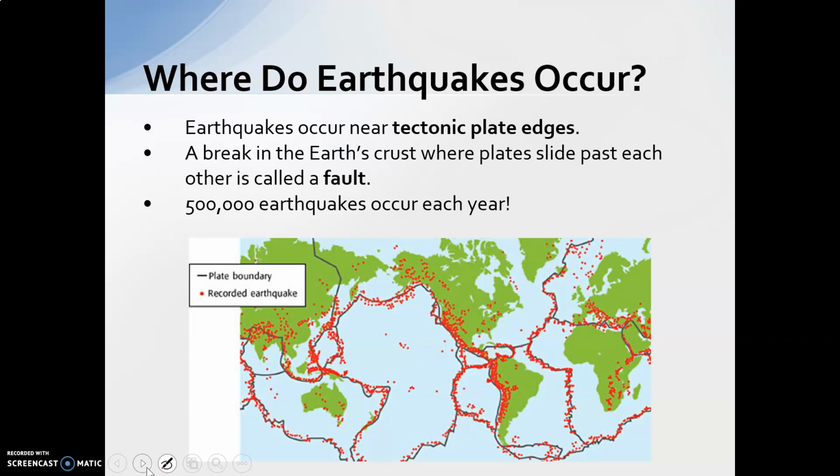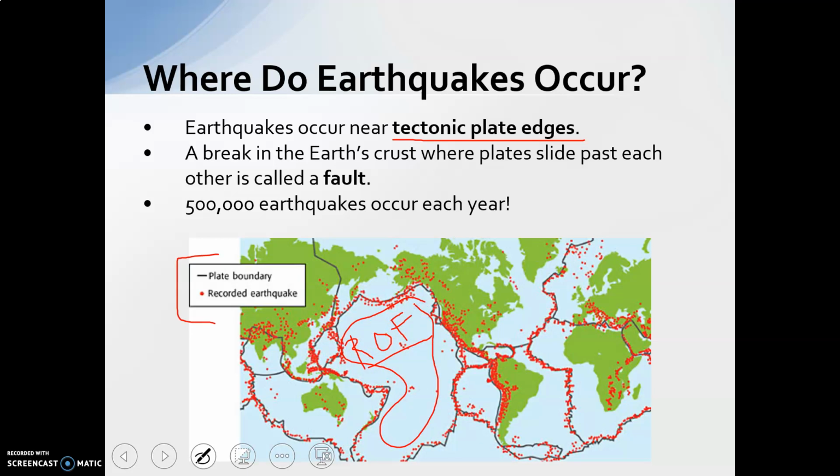So where do earthquakes occur? They occur near the edges of tectonic plate boundaries. If you notice right here, all of the thick black lines represent the plate boundaries, and all the little red dots represent an earthquake. If you notice, this right here is the ring of fire, this whole plate. Most earthquakes occur near the ring of fire or along other areas.